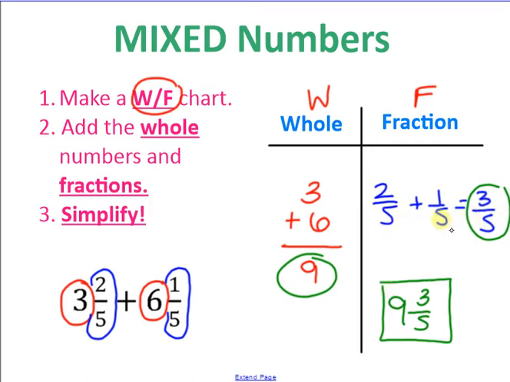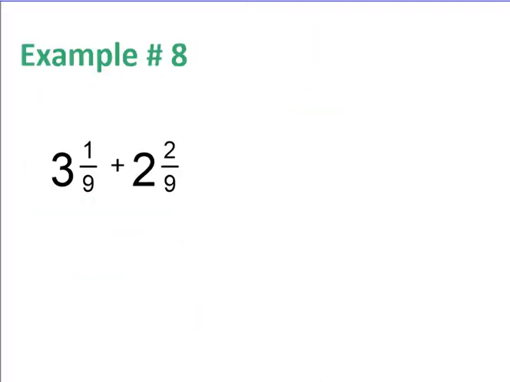Now, if you don't have a common denominator over here, that's okay. You just find it, but again, you just add it back to that whole number at the end. So let's go ahead and practice a little bit of that real quick. So I'm going to make myself a WF chart. Oops, that's not a straight line.